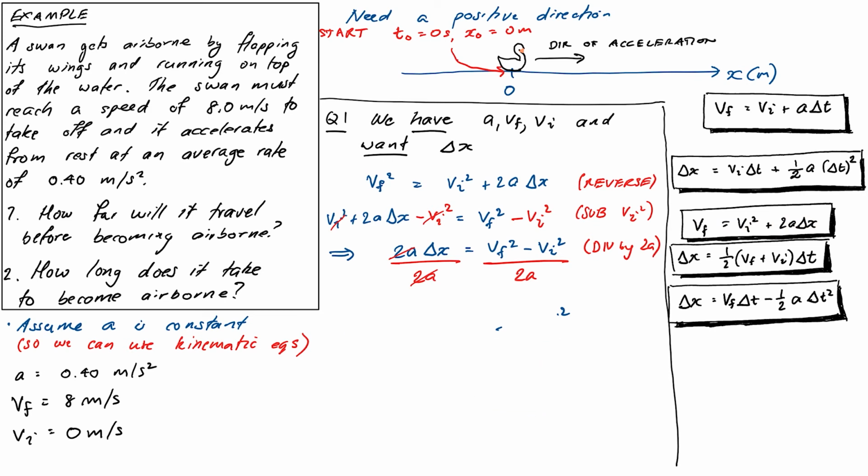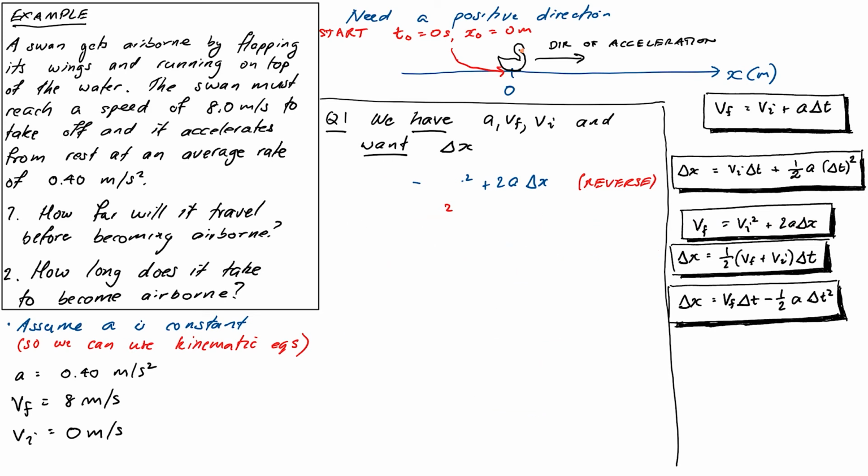All right, the second part was how long does it take for the Swan to get airborne? To find out how long it takes, we're just trying to find delta t. Now we have all of the other quantities, so we should just go for the simplest formula. I'm going to use this one, vf equals vi plus a delta t. So maybe pause the video and see if you can rearrange this one for yourself before you go on.